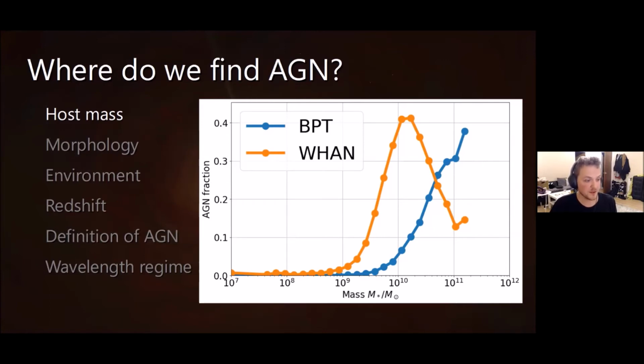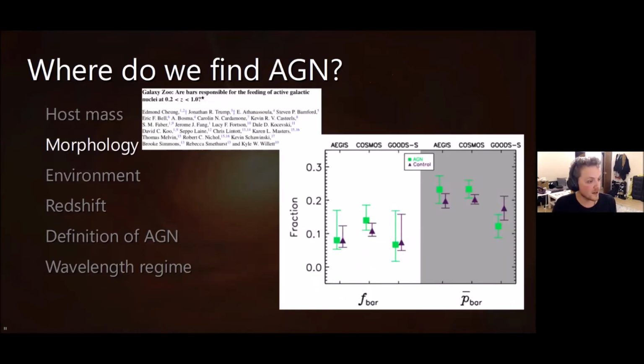Sometimes we have to even go up to 10 to the 11th solar masses. So that's something that's 10 times the size of the Milky Way to have the highest fraction. So host mass is important. The morphology is important as well. This particular study looked at AGN and barred galaxies. They couldn't conclude that barred galaxies have a higher frequency.